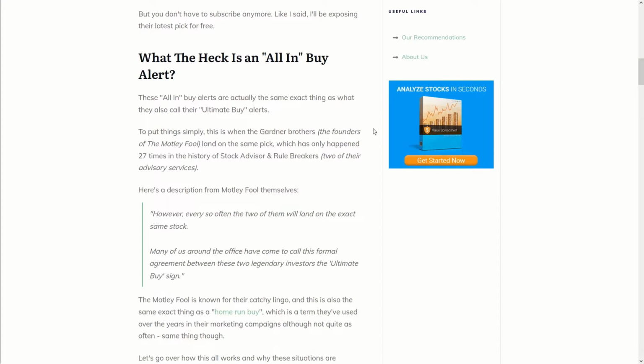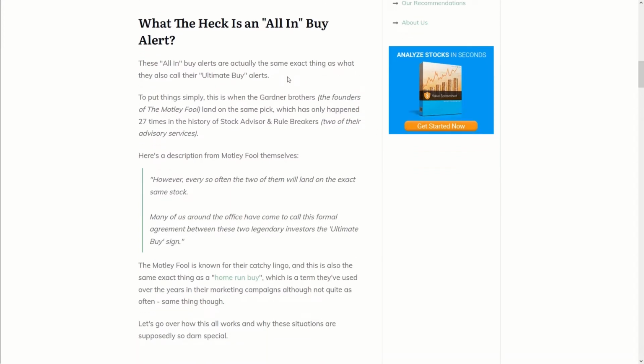So just what the heck is an all-in buy alert? Well, it seems to be an interchangeable phrase that they use. Sometimes they also call it an ultimate buy alert, and sometimes they call it a home run buy alert. But basically, it's when the two Gardner brothers, who are the founders of The Motley Fool, land on the same pick. And this has happened 27 times in the history of their Stock Advisor and Rule Breakers newsletters. So let's take a look at why this situation is so special.